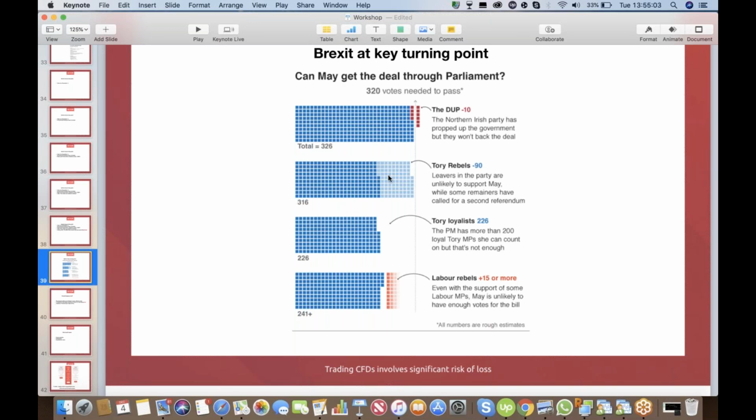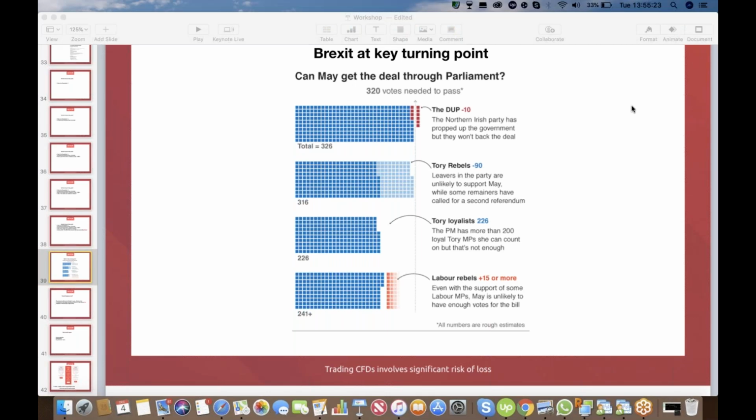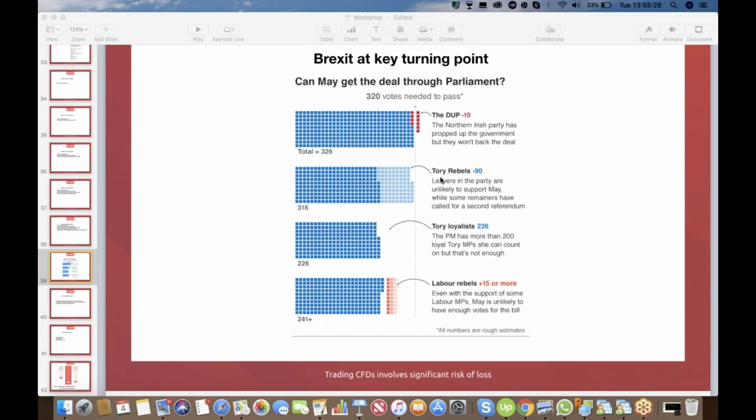That takes that number right down. There's about 226 Tories who are very loyal and who are likely to back Theresa May. And there's about 15 Labour rebels who are likely to back Theresa May. But that still leaves her about 70 or 80 votes short. So the expectation at the moment is that Theresa May will not be able to get her deal through Parliament. It's not expected to happen.